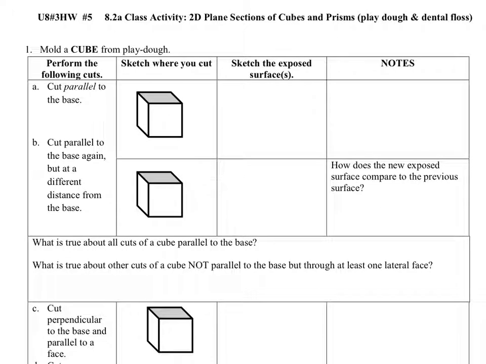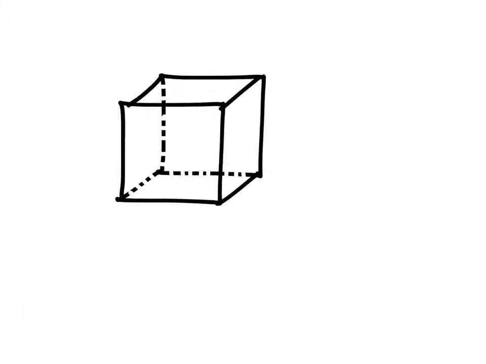So we got this cube, and we're going to cut this one first parallel to the base. On this one, parallel to the base is this bottom piece right here. To cut it parallel, we just need to cut it like we're putting a knife right here, and then we're going to go straight across. So this would be a horizontal slice.